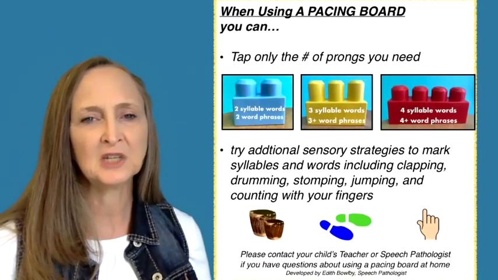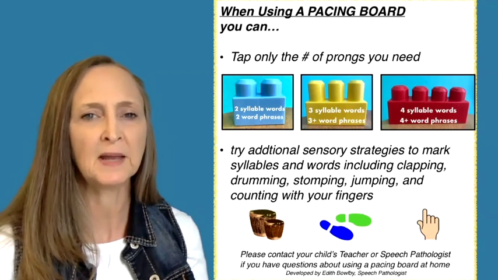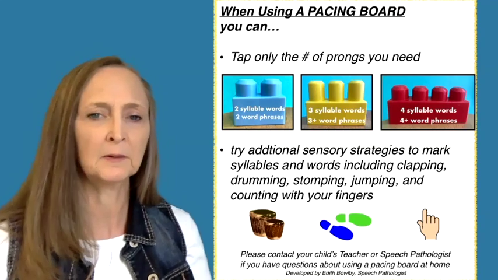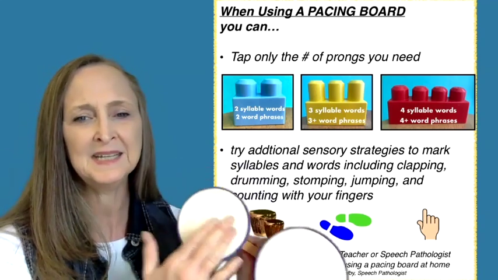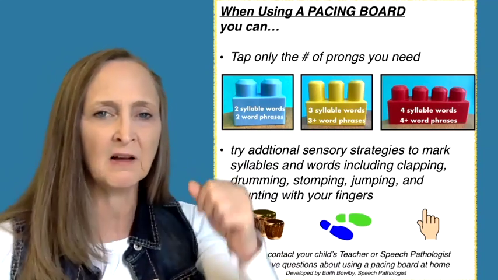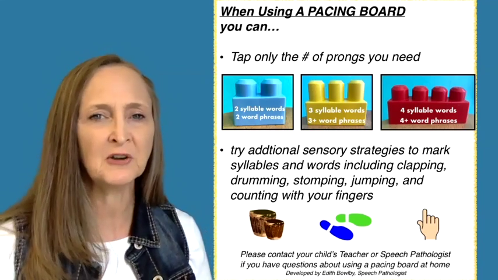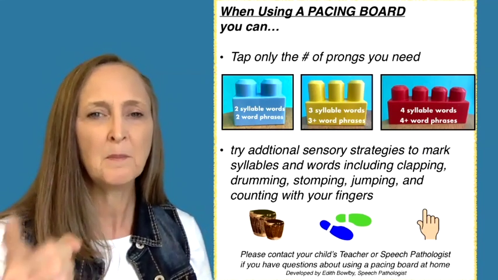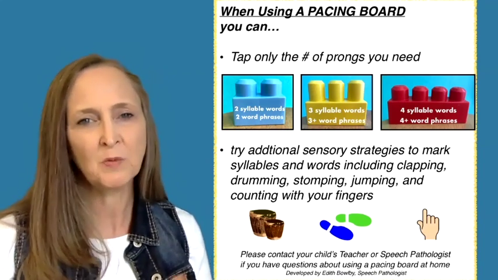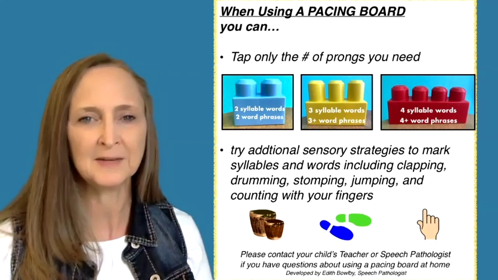You can try using additional movement sensory strategies to mark syllables and words, including clapping like all done, open, or drumming. My name is Edith, or stomping using big body movements like elephant, or jumping, it's my turn, or counting on your fingers like open, banana. These are fun strategies that you can try and see what works best with your child. And remember, you can fade these strategies as they're no longer needed.